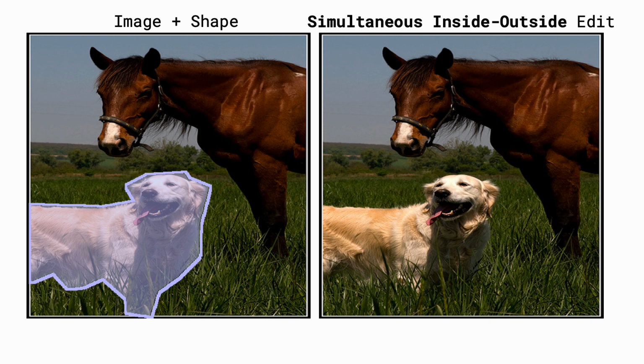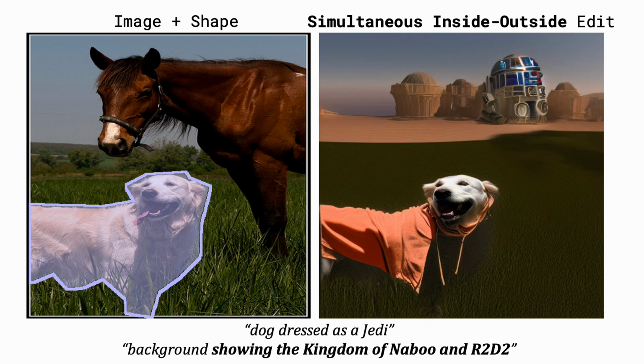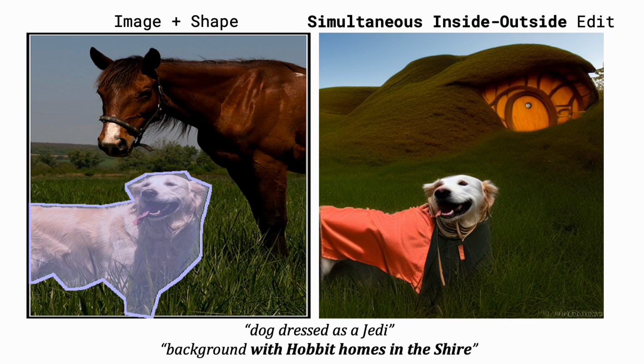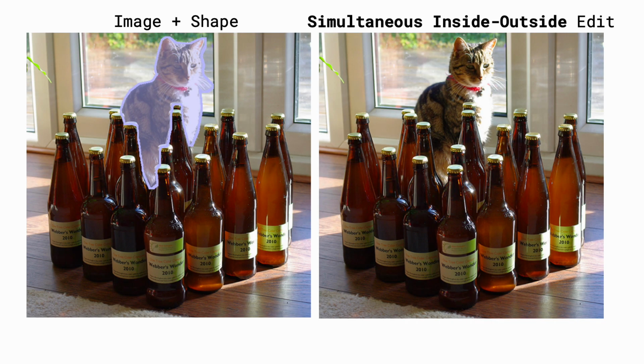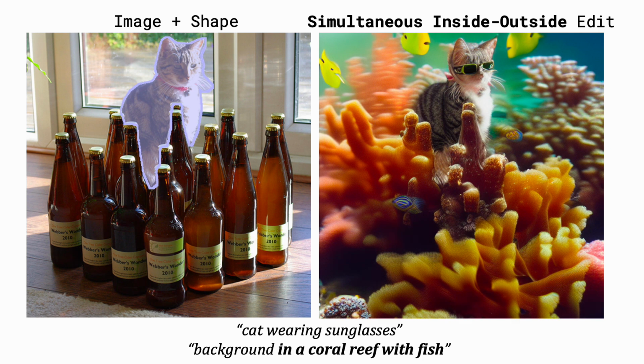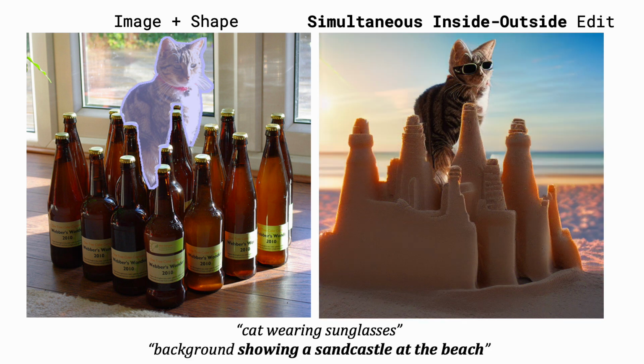We can go from this dog to a dog dressed as a Jedi in the Kingdom of Naboo, or a Jedi in The Hobbit. We can go from this cat with some bottles into a cat wearing sunglasses in a coral reef, or at a sandcastle at the beach.